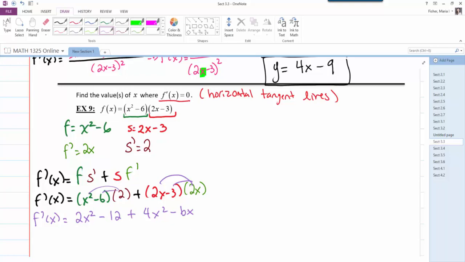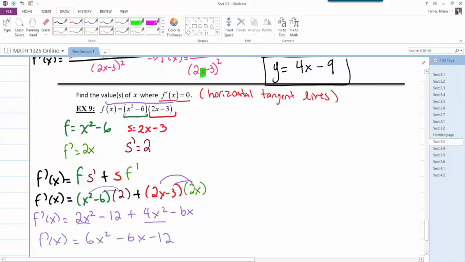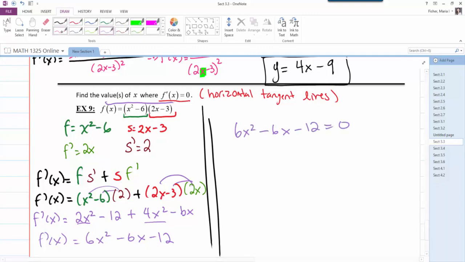So we do have to do some cleanup when there's additional stuff like finding values where the first derivative is equal to 0. All right, let's combine like terms. So these are alike. So f prime of x is equal to 6x squared minus 6x minus 12. So I need to figure out where this is equal to 0. So I need to just set 6x squared minus 6x minus 12 equal to 0 and solve for x.